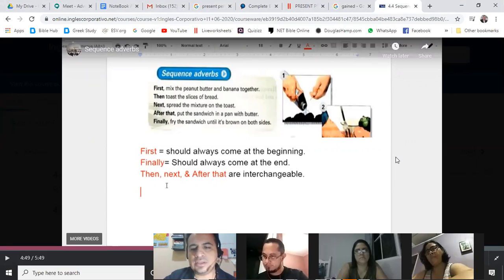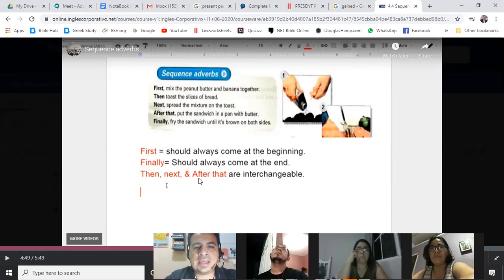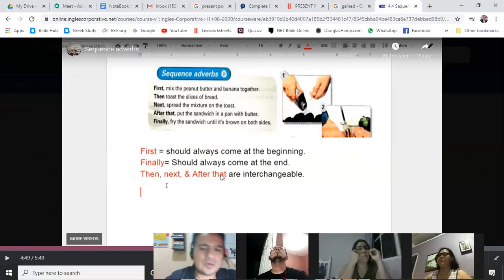Basically, what he's telling you here is to use these words when you're giving instructions or when you're telling someone how to do something, okay? And he says here, the first one that you're going to use is obviously first. The last one, la última, finally. So you're going to start with first and you're going to finish with finally. Then next, after that, hay otras, hay varias. Also, besides, furthermore. Okay, those you can put in the middle.